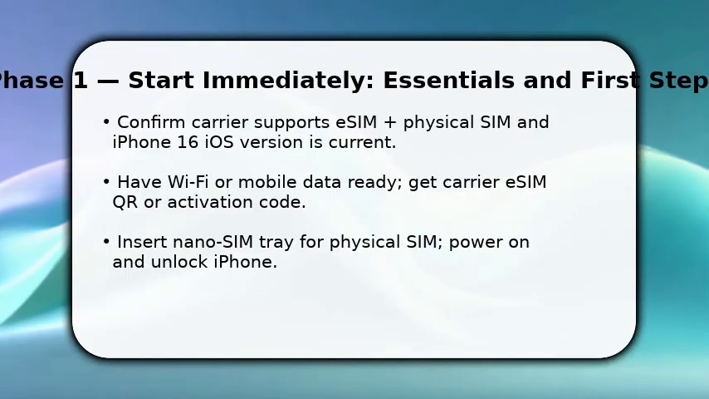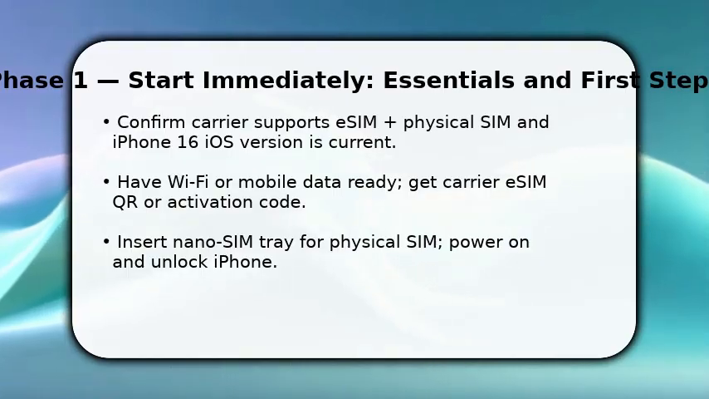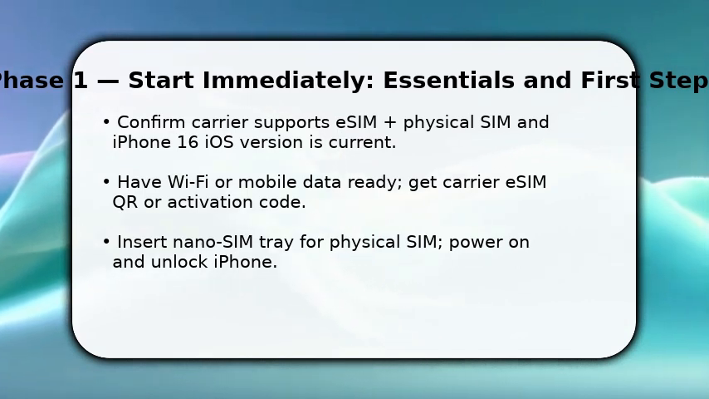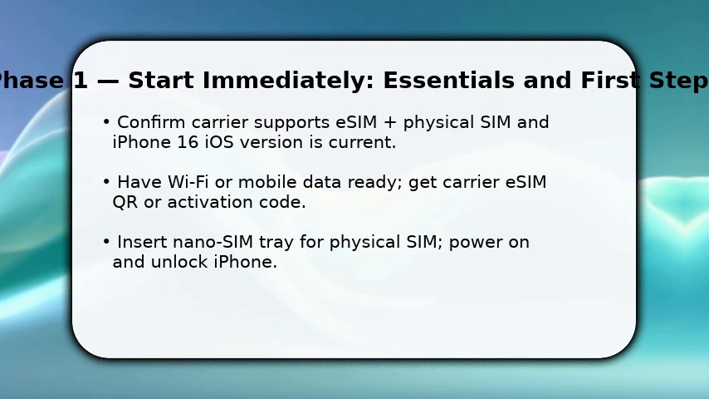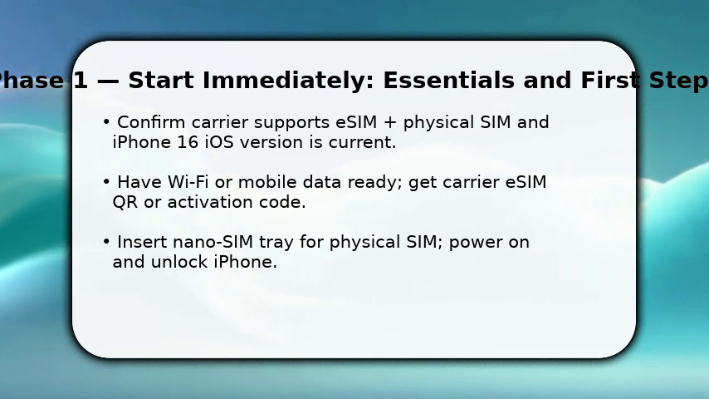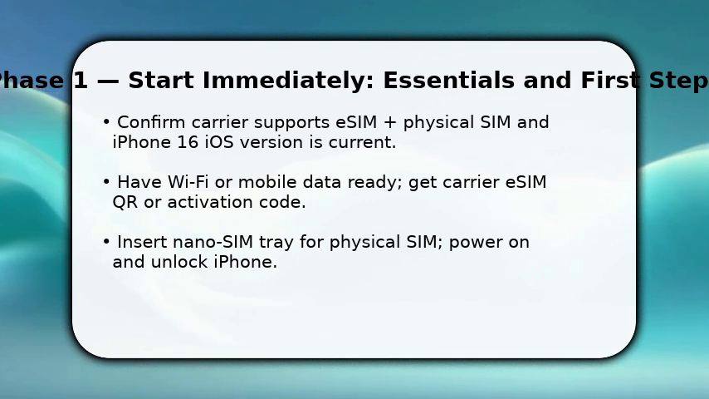Enjoy the video. You begin by confirming carrier support for eSIM plus a physical SIM and that your iPhone 16 is updated. Once done, connect to Wi-Fi or enable mobile data so activation can complete. Grab the carrier's eSIM QR code or activation details and keep them handy.